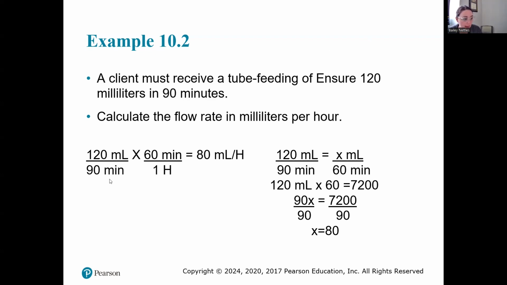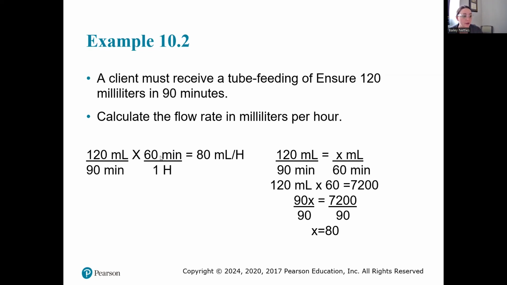It needs to go over 90 minutes. 90 minutes is not a whole number for an hour. So I need to do my conversion for 60 minutes is 1 hour. My minutes cross out, and I'm left with milliliters over hours, which is what my question is asking for. That is how I am sure that I have all the information I need. If everything is crossed out that I don't need, and I'm left with what the question is asking, I've got it set up the right way. It's got to be the right setup too. My milliliters have to be on top, my hour has to be on bottom.